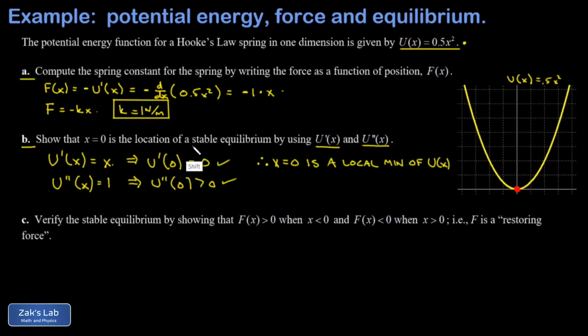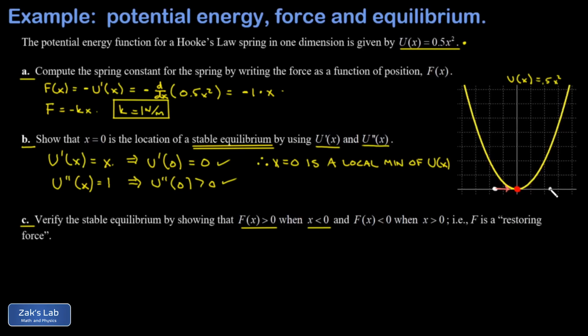And a local minimum gives us a stable equilibrium, meaning if we tweak the location a little bit to the right or left of that, the force will point back to the original equilibrium location, so we get oscillations around the stable equilibrium point. Just to emphasize what the forces are doing here, in part C, we're asked to verify this is a stable equilibrium by showing that the force is positive when x is negative. In other words, when the particle is over here to the left of my equilibrium point, the force should point to the right. And that brings the particle back through the equilibrium position.